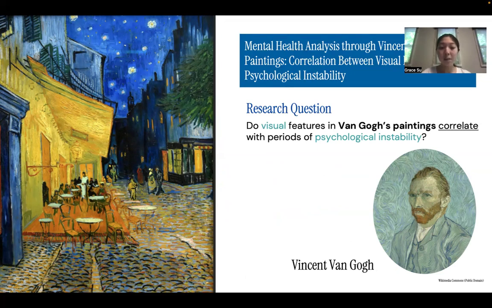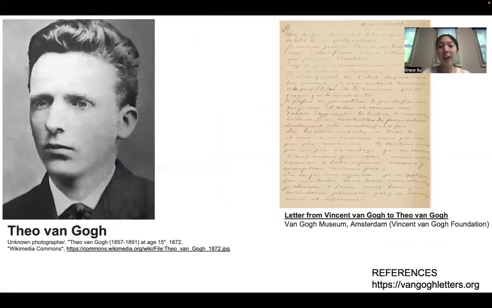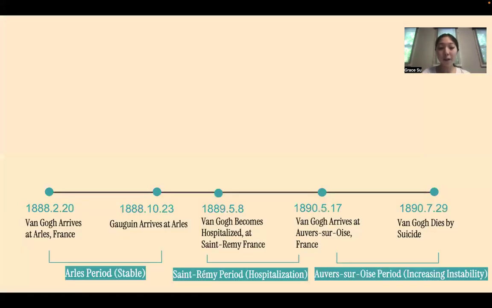Van Gogh was selected because his life is extensively documented through historical records, such as letters written to his brother Theo. These records made it possible to identify periods of relative psychological stability and instability. Based on thorough research, I classified Van Gogh's mental state in 3 categories: the Arles period, considered his relatively stable phase; the Saint-Rémy period, during which Van Gogh was hospitalized in a mental asylum; and the Auvers-sur-Oise period, which reflected increasing instability shortly before his death.